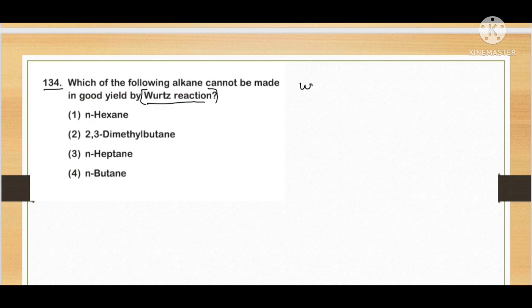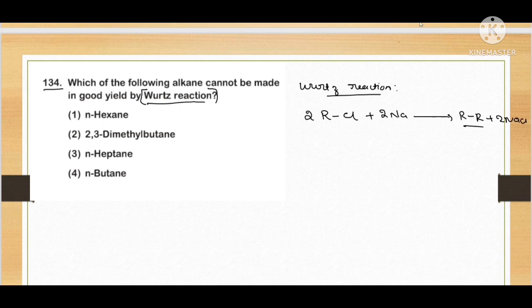Now let us try to understand what we mean by Wurtz reaction. Wurtz reaction means when 2 moles of alkyl halide react with 2 moles of sodium to give alkane plus 2 moles of sodium chloride.